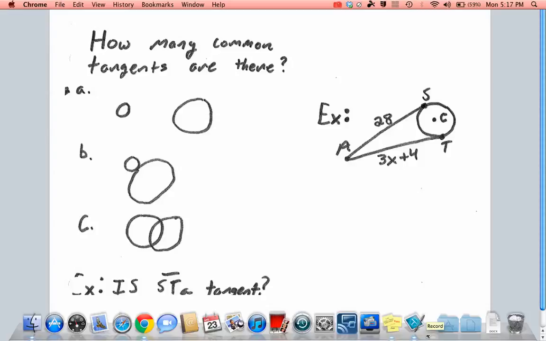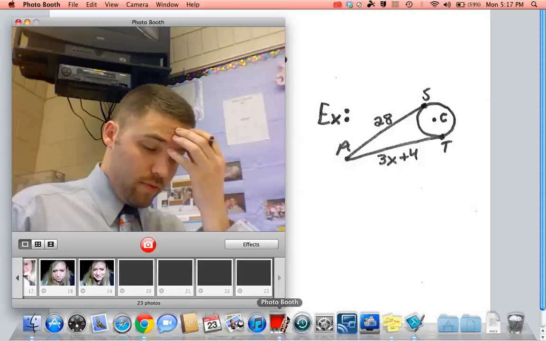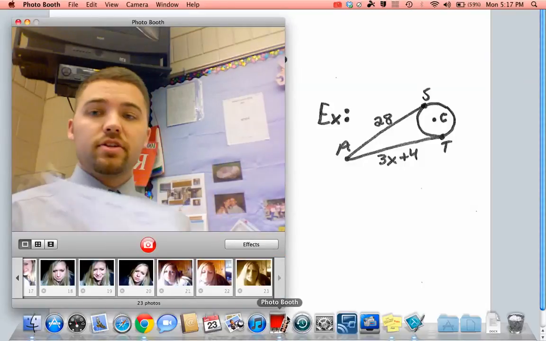Okay, let's do some examples now. How many common tangents are there in A, B, and C? Well, this is a question that we're going to have to refer to our notes on. So if we hold up the notes here, where we talk about common tangents.